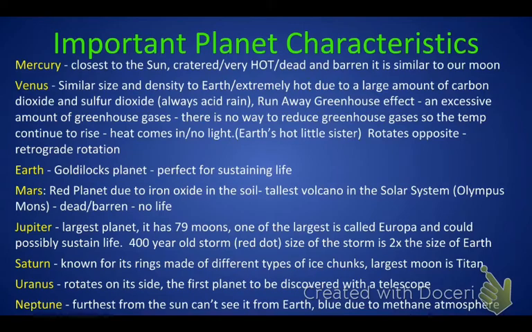Okay, so those are the Jovian planets, and we're going to go to planet characteristics first. So these are the things you need to know about each planet. So make sure you get all of these written down. Mercury is closest to the sun. It's very hot and dead and barren. It is similar to our moon. That is important for you to know, that it is similar to our own moon.